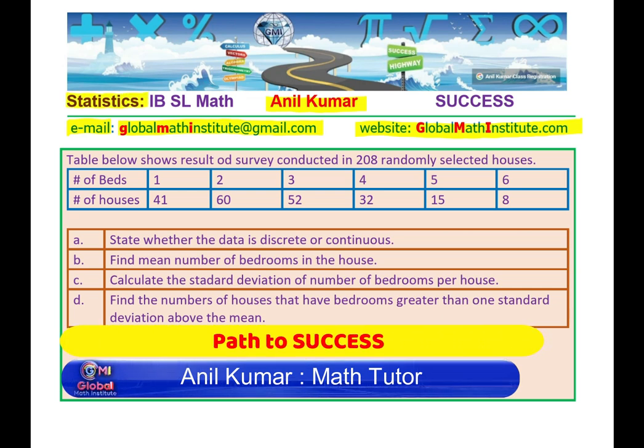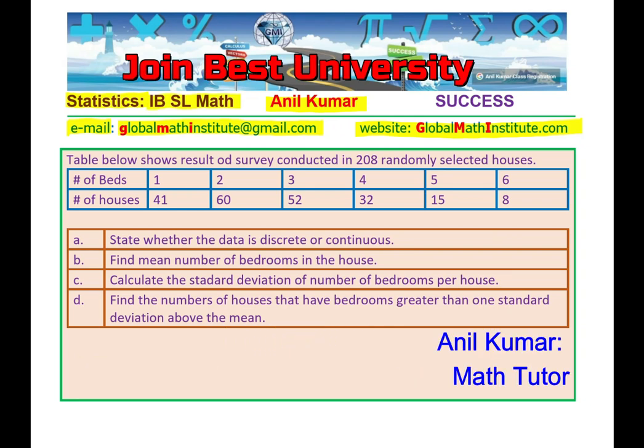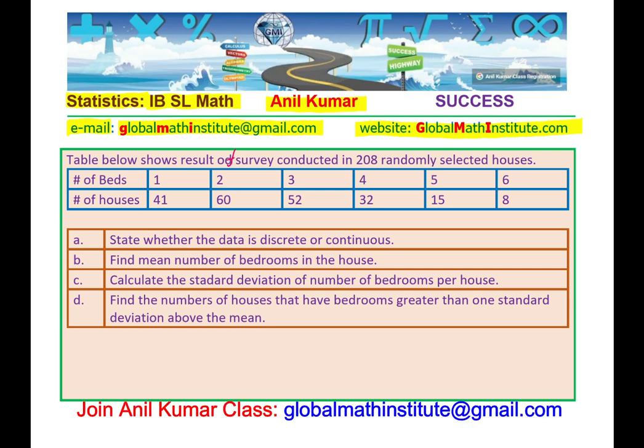In the series of statistics IBSL math, here is a very important test problem. The table below shows results of a survey conducted in 208 randomly selected houses. We are given the number of beds against the number of houses. We need to state whether the data is discrete or continuous, find the mean number of bedrooms in the house, calculate the standard deviation of the number of bedrooms per house, and then find the number of houses that have bedrooms greater than one standard deviation above the mean.